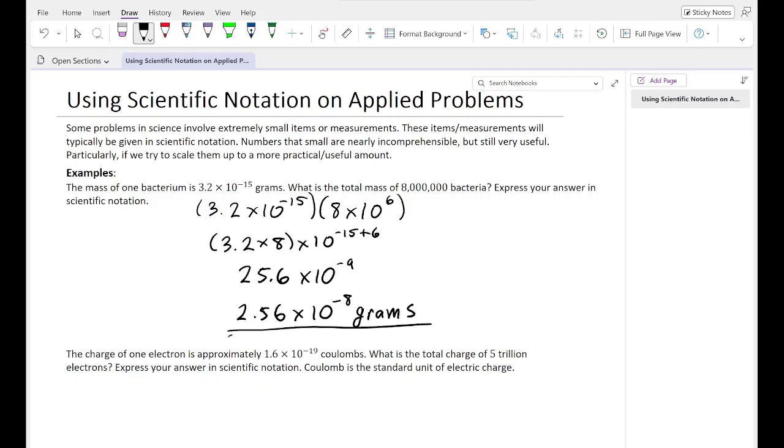grams. So do not forget the unit of measure, because you won't know what the number represents unless you have the unit of measure that goes with it. So 2.56 times 10 to the negative 8 grams. That's the total mass of 8 million bacteria.